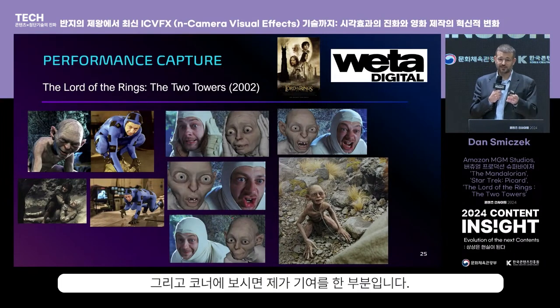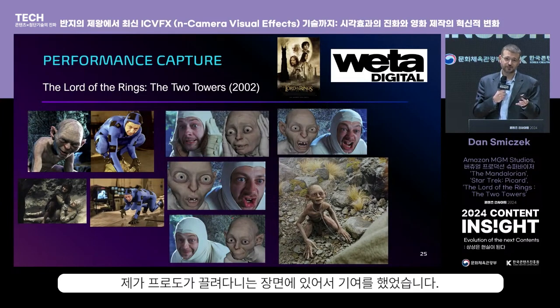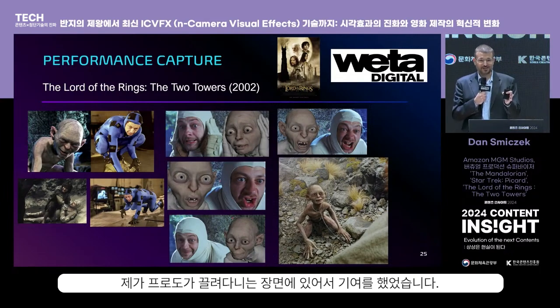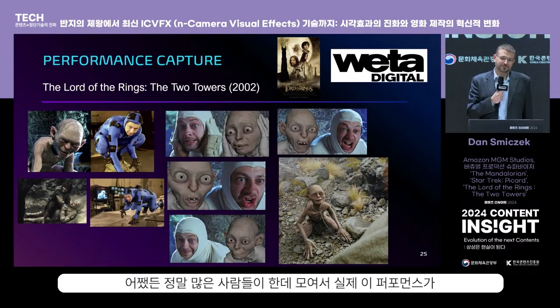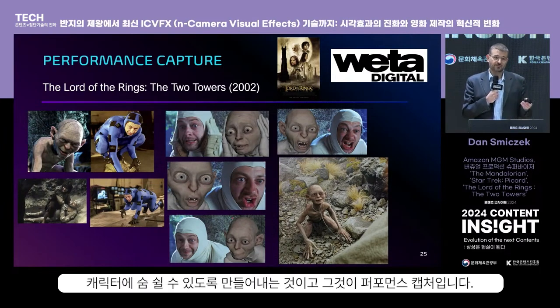And the reason I have that there is in the corner there, Gollum with the rope around his neck. That was my contribution, Gollum. I did all the rope simulations when he gets dragged around by Frodo. So I did some fantastic rope animation on that one. But it was just a great example of so many different people coming together and having the actor's performance really come through in that character.